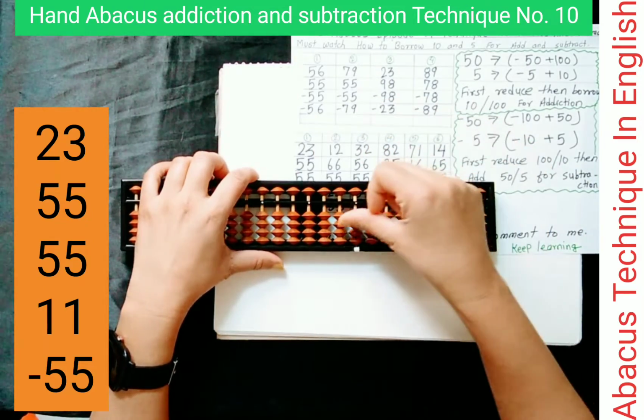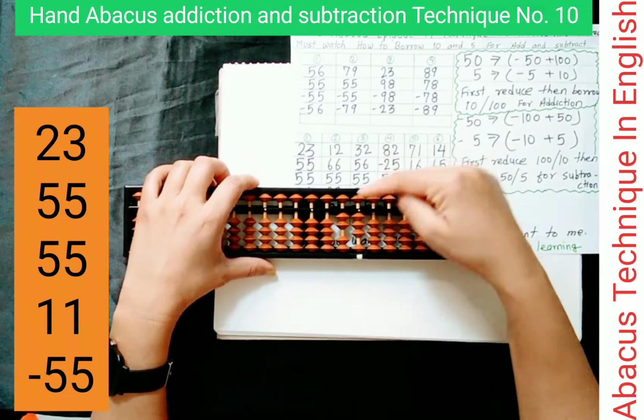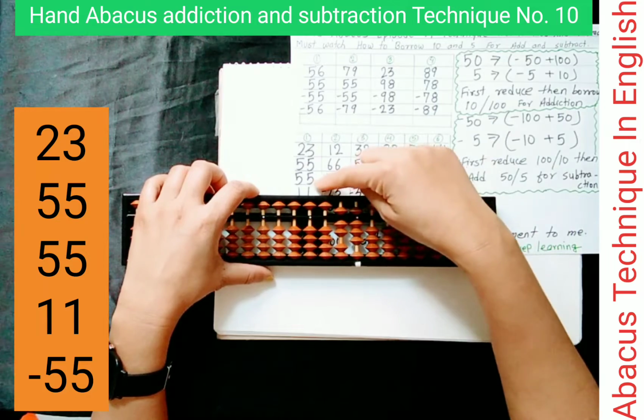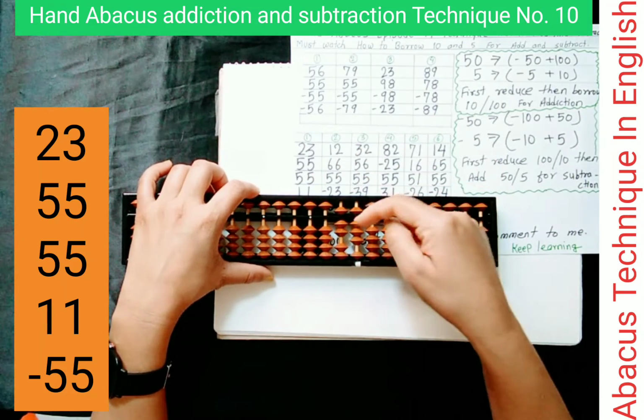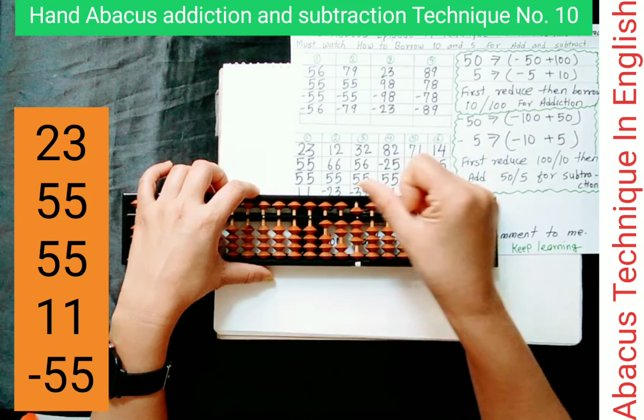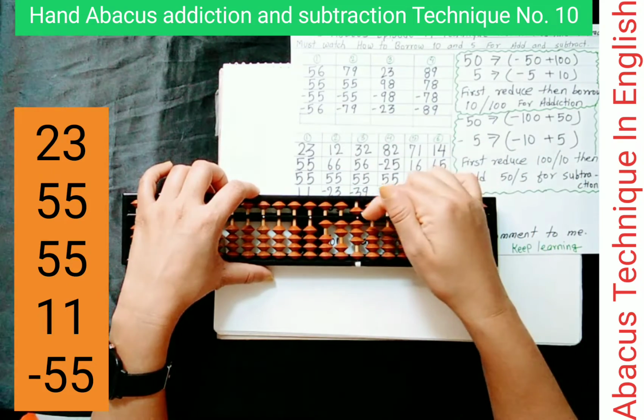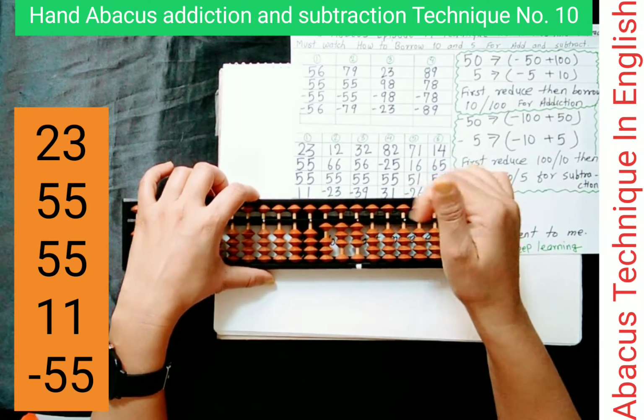First place 23 and 55. This is 50 and this is 5. Add another 55. So we have to borrow this 100. To borrow 100, first reduce 50 and add 100 for 50, and reduce 5 and add 10 for 5.